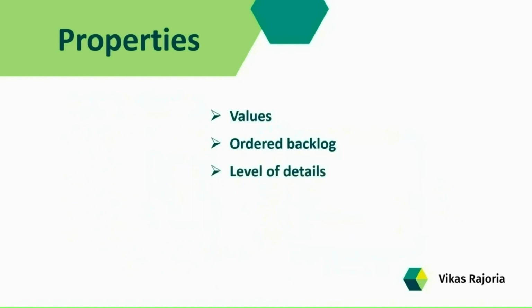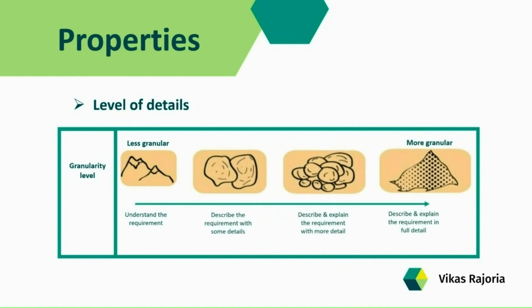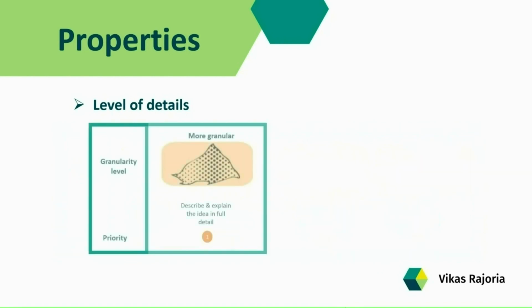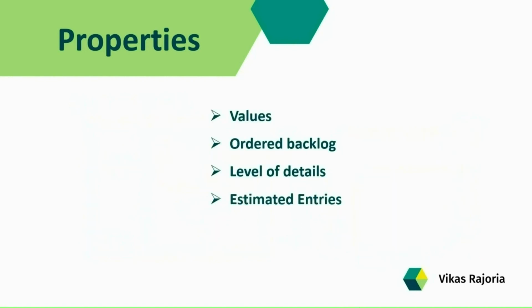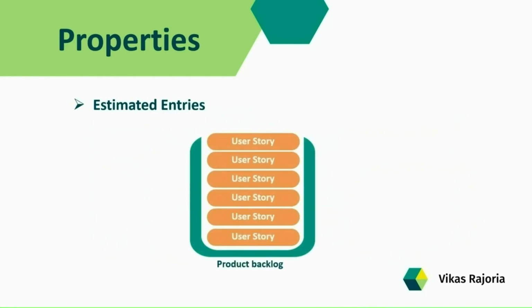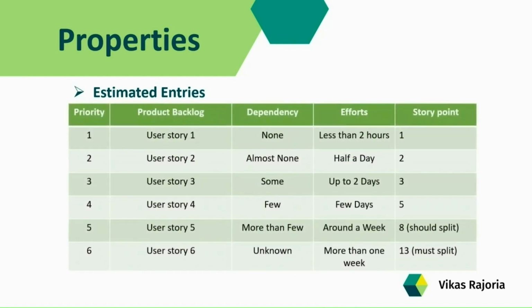Next is different levels of detail. The requirements in the product backlog have different granularity. Only those requirements which have high priority and will be implemented during one of the next sprints are defined in greater detail. So the level of detail depends on the position of the entry within the product backlog. Then we have all entries are estimated. It simply means all the entries of the product backlog must be estimated according to the agreed definition. This estimation can then be used to prioritize entries in the product backlog and to plan releases.